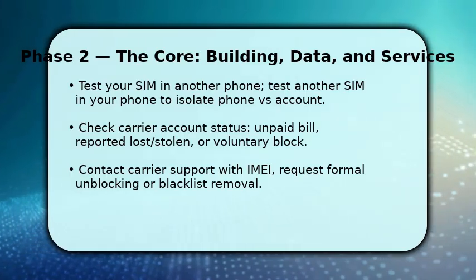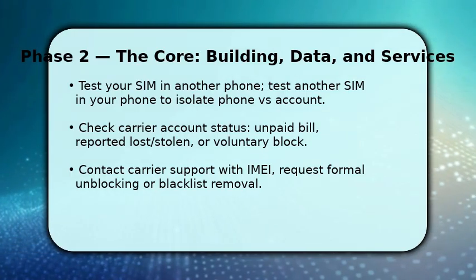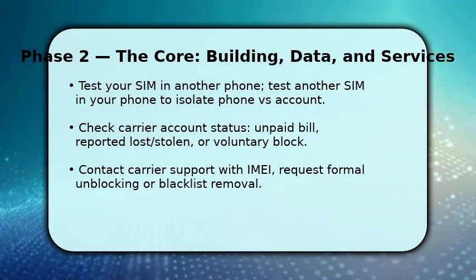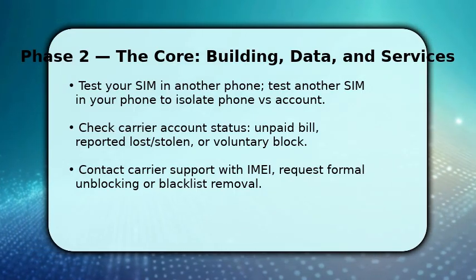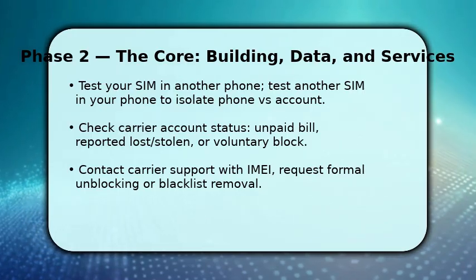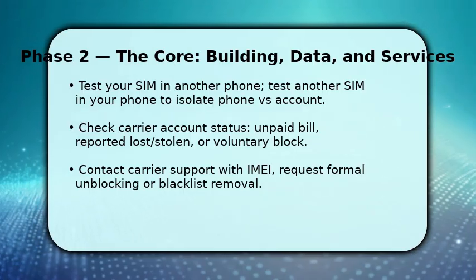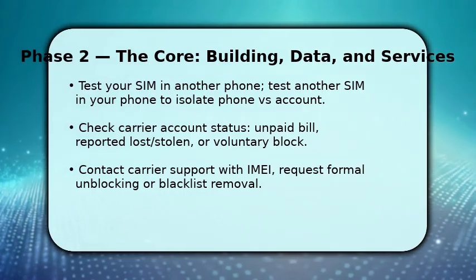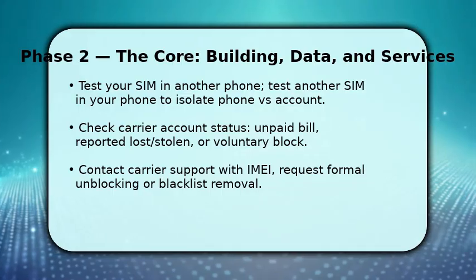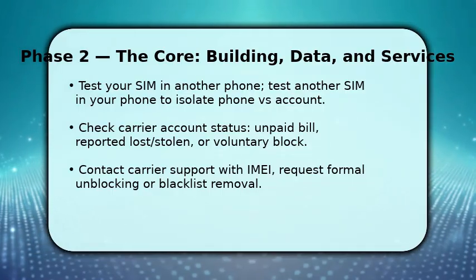which side is blocked. Next, log into the carrier account and confirm there's no unpaid balance, fraud alert, or lost phone flag. Carriers often block service for those reasons. Then call or chat with the carrier, provide the IMEI and account proof, and formally request an unblock or removal from their blacklist. Ask for a reference number.